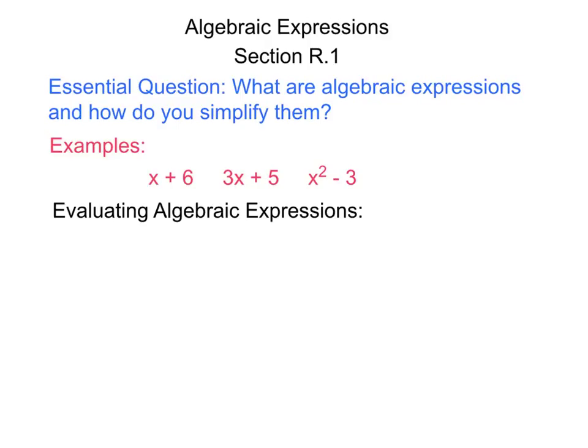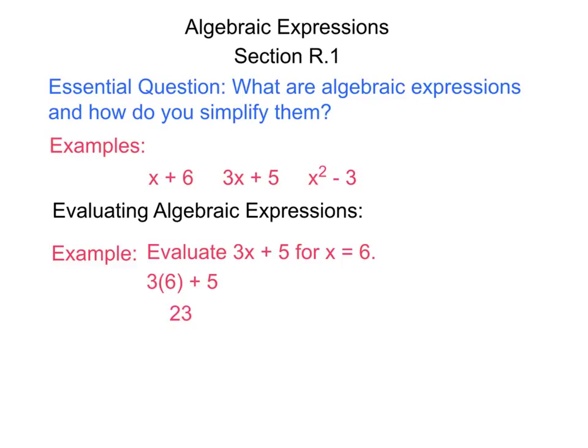So what do we mean by evaluating algebraic expressions? This means to find the value of the expression for a given value of the variable. For example, evaluate 3x plus 5 for x equals 6. So in this case, we simply substitute 6 everywhere in the expression where we see an x. So now we would have 3 times 6 plus 5, or our answer is simply 23.